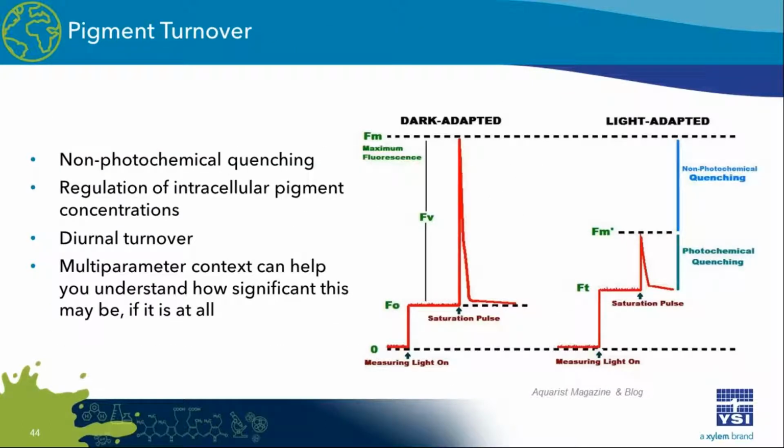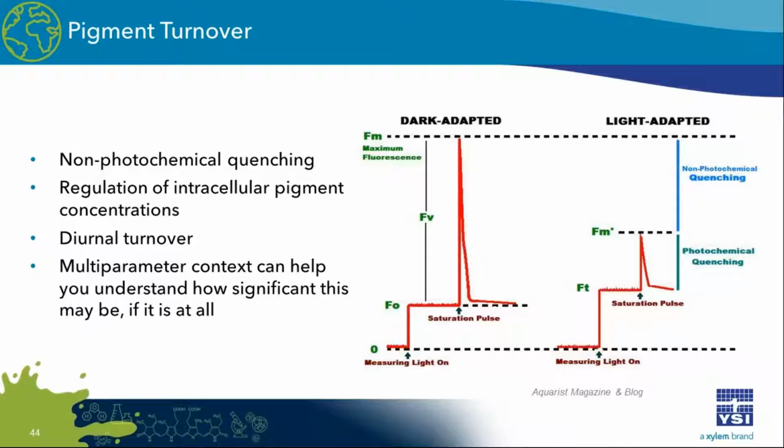Similarly, pigments turn over. Algae make more, they make less. Sometimes they actually get too much light and they bleach. Sometimes there's something called non-photochemical quenching of the pigments, where the same number of chlorophyll molecules might not emit the same amount of fluorescence if they're dark adapted cells or light adapted cells.